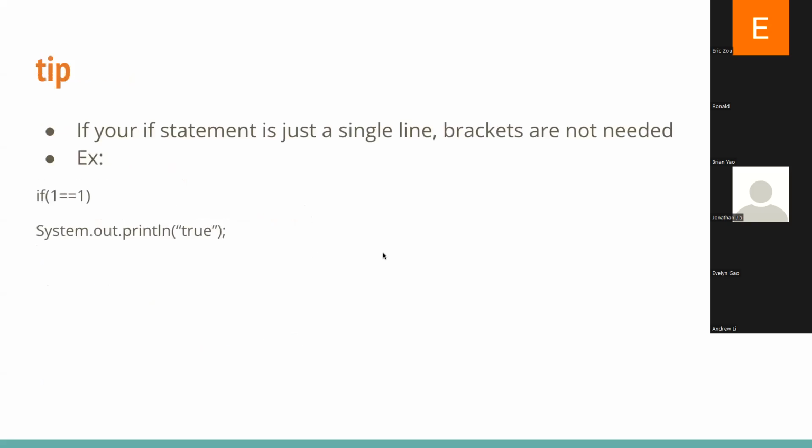And that's that. So a pro tip is, if your if statement is just a single line, then you don't need brackets. So for example, if you want 1 equals 1 to print true, then you don't actually need brackets after the if statement. You can just write system.out.println true directly after the if statement. This is mainly a preference thing, but if you only have really simple if statements, then there's no need for the brackets, which could get confusing trying to count which brackets are for what.